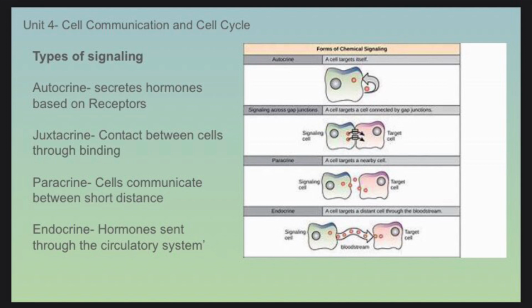Paracrine are cells that communicate through a short distance. So they're near each other and they send their information to each other. Endocrine is when hormones are sent through the circulatory system. And you'll see this happen, like you'll know a lot about this in other classes too.